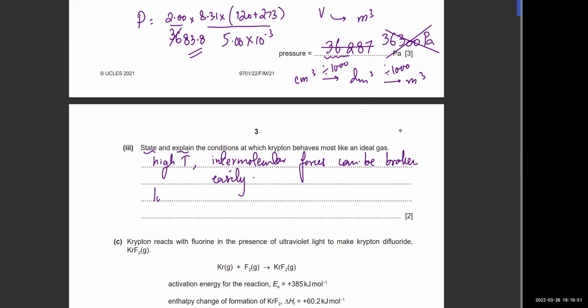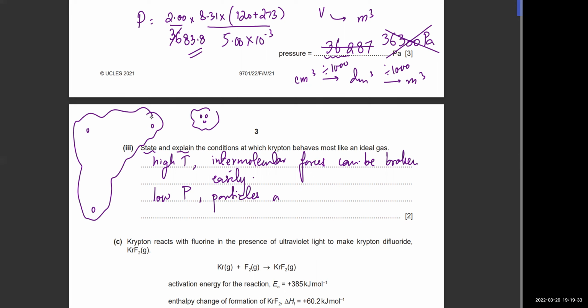Second is low pressure. Why low pressure? Because at low pressure, there are two things that you can write. One is that at low pressure, the particles are really far away. That is what low pressure is. At high pressure, you compress things. When you compress, the particles become closer to each other. So this is the situation in low pressure, and this is the situation in high pressure. In low pressure, the particles are really far away, so they won't attract each other. And because of the distance, the intermolecular forces are negligible.